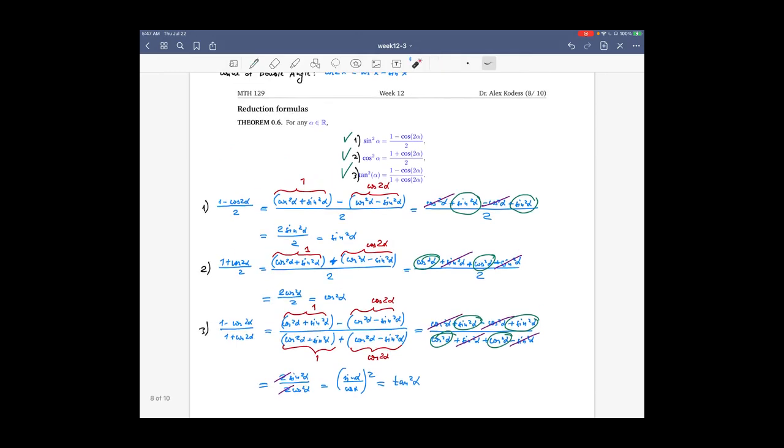These formulas are very useful when in calculus you get to integration, to integrate sine squared or cosine squared. It's very convenient to use these formulas.